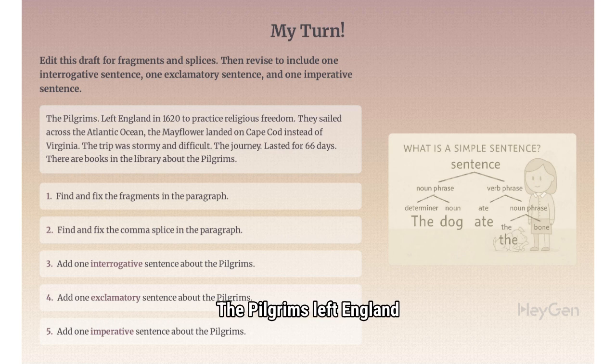The Pilgrims left England in 1620 to practice religious freedom. They sailed across the Atlantic Ocean. The Mayflower landed on Cape Cod instead of Virginia. The trip was stormy and difficult, lasting 66 days.